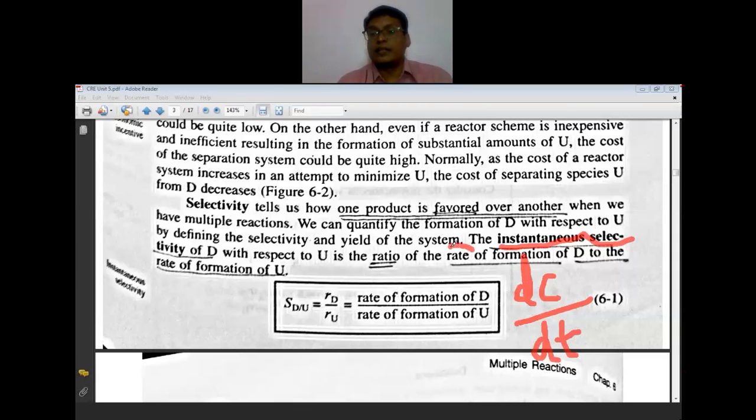That is why, in this rate of formation of D to the rate of formation of U, wherever the rates of formation of D and U are there, it is called the instantaneous selectivity. Why? The rate term incorporates dC upon dt. This concentration is a function of time. When this concentration changes with respect to time, at that particular time this is the concentration, this is the rate. So it is the instantaneous selectivity.